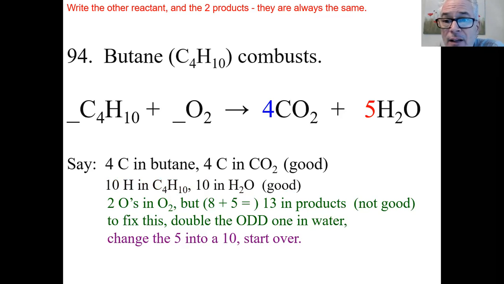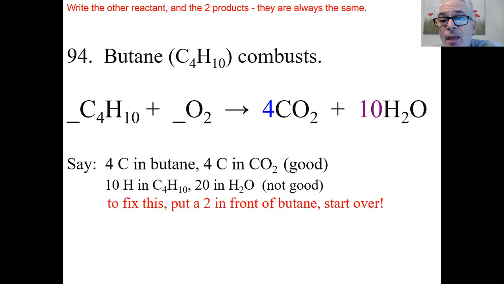We have to double it. So instead of 5 waters, we're going to change that to a 10. And that throws everything off, and we got to start all over again. 4 carbons in butane, 4 carbons in carbon dioxide, good. We have 10 hydrogens in butane, but now how many hydrogens are in the water? We have 10 H2s. That's 20. 20 is way more than 10. How are we going to make 20 hydrogens in butane? We're forced to put a 2 in front of the butane, and now we got to start all over again.